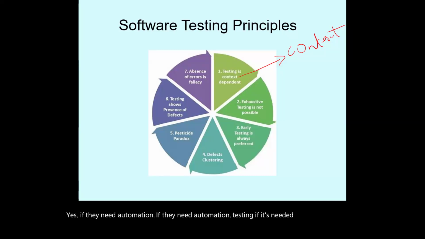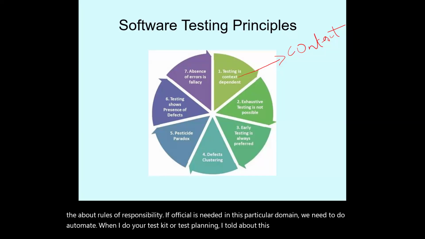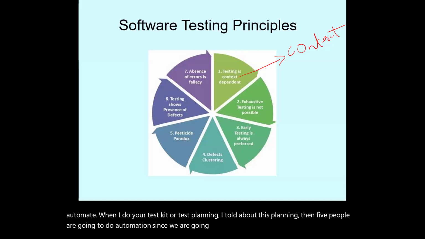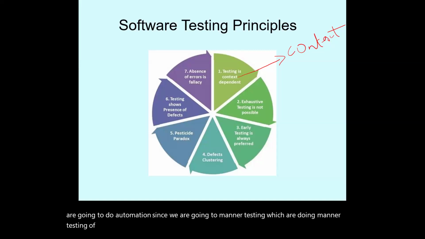That's what I showed you about roles and responsibilities. If automation is needed in this particular domain, we need to automate. When you're doing your test planning, I told you about test planning, then 5 people are going to do automation, 6 people are going to do manual testing. But if you are doing manual testing of this particular thing, okay?